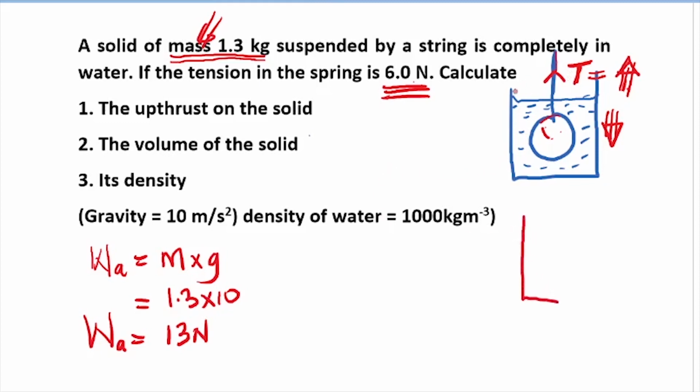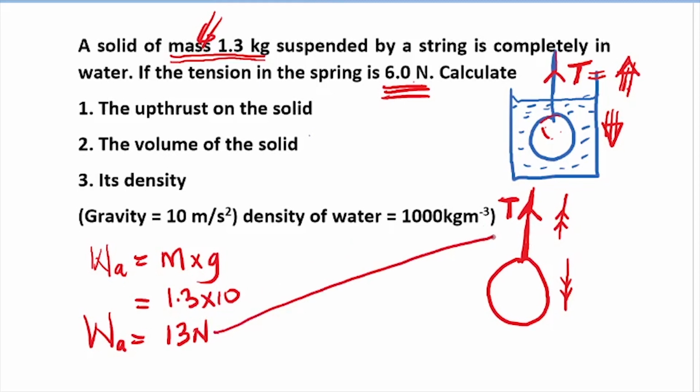If this body was not immersed in any liquid, it would mean that when it is dangling like that, the upward forces are equal to the downward forces. And when the upward forces are experienced in that string as the tension, from Newton's third law of motion, action and reaction are equal but opposite. So the tension in this string will be equal to 13 newtons when this ball is dangling in air.